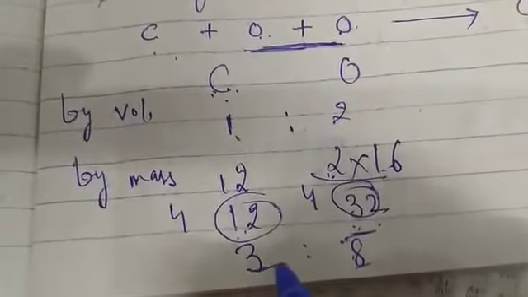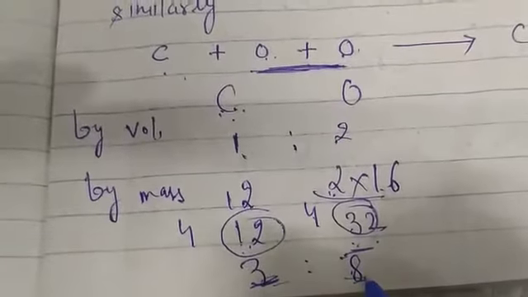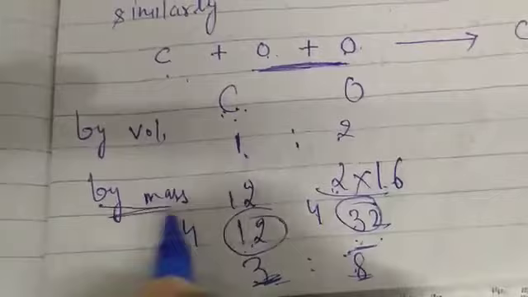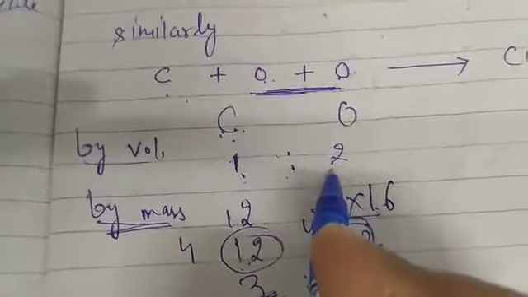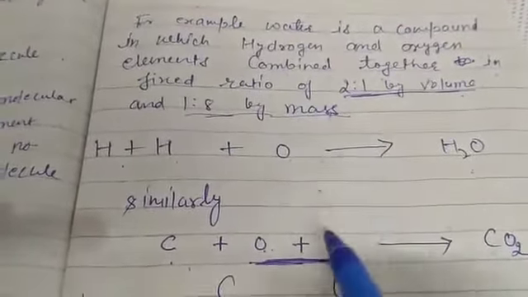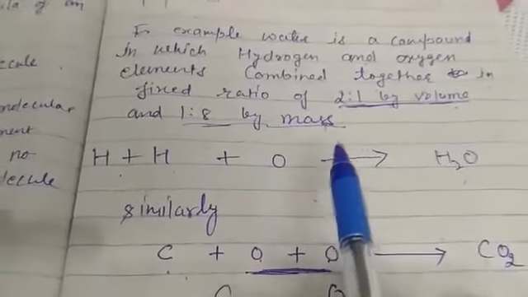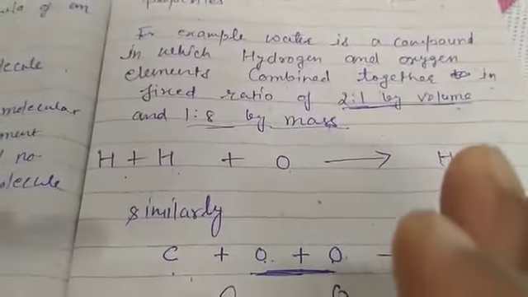Now this ratio cannot be simplified into simpler terms, so it is the final ratio, 3 is to 8. This is the ratio by mass. And what is the ratio by volume? That is 1 is to 2. That is the meaning of the ratios here. So I repeat, whenever a compound is formed, the atoms of different elements always combine in a fixed ratio. The ratio will be fixed.